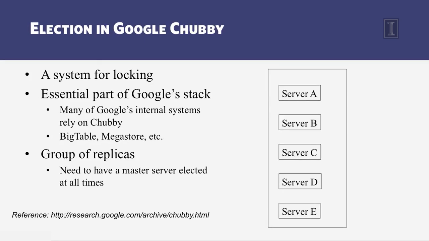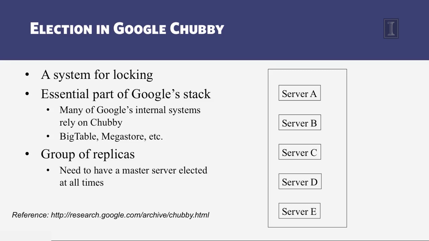So let's look at Google Chubby first. Google Chubby is a system for locking. It is an essential part of Google's internal stack of systems. Many of Google's storage systems, such as Bigtable and Megastore, rely on Google Chubby for locking and for writing small configuration files. Chubby maintains a small group of replica servers. For instance, a Chubby cell might contain 5 replica servers, server A, B, C, D, and E. And one of these servers is elected as a master server at all points of time.